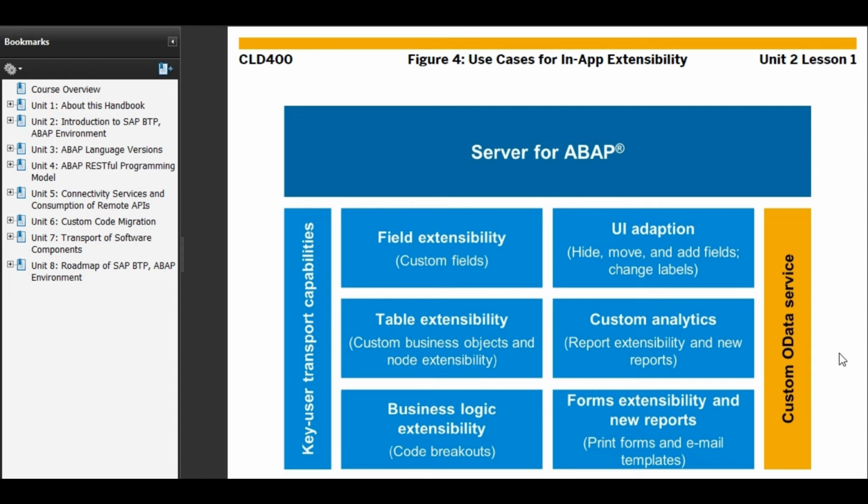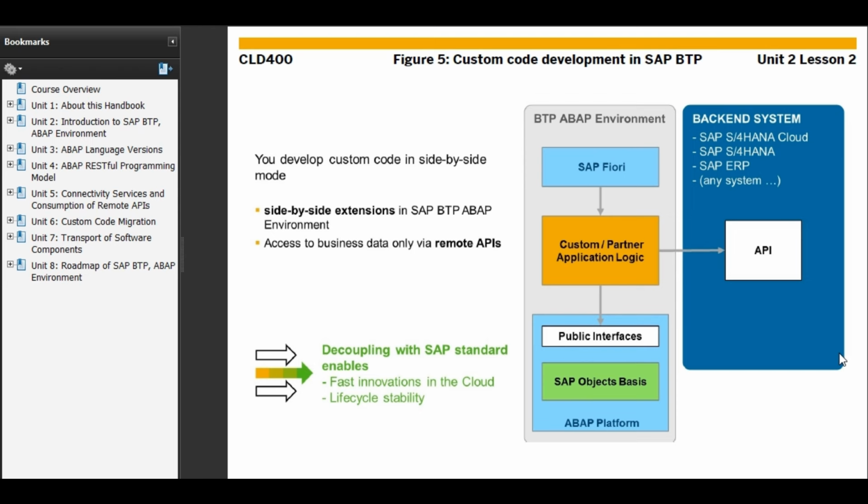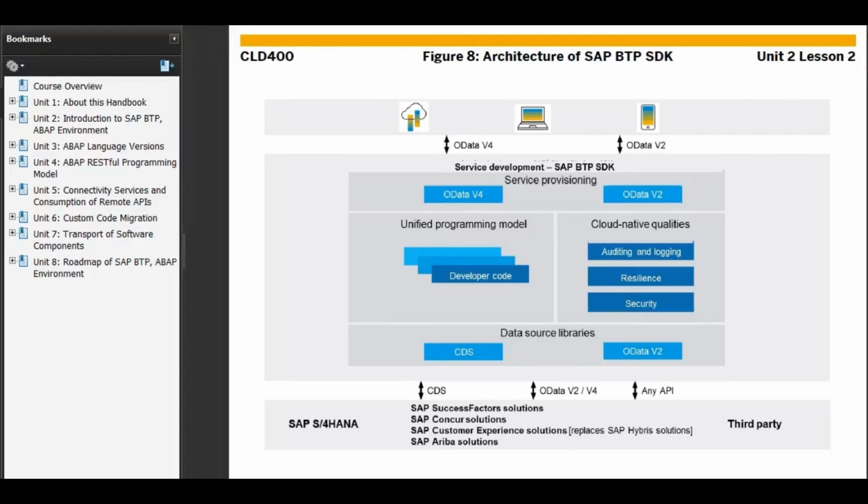Okay, now side by side extensibility, if we go into more detail, we have seen that BTP ABAP environment is one, and the backend system is S/4HANA. We have discussed the architecture of SAP BTP SDK, the software development kit. SDK stands for software development kit.